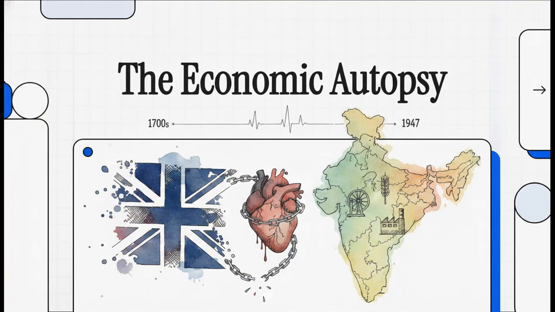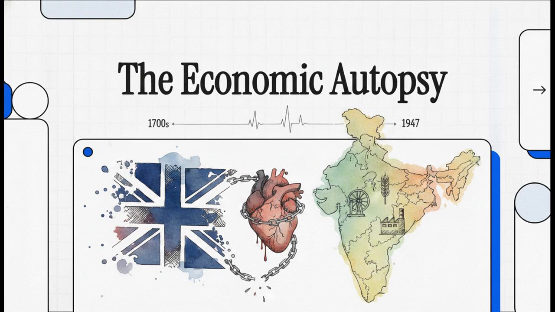Welcome to this explainer. Today we're diving deep into a really fascinating chapter of history. We're going to conduct what is basically an economic autopsy of India right on the eve of its independence in 1947. To truly wrap our heads around the structure of the modern Indian economy, we can't just look at the present day. We have to rewind and examine this foundational chapter. We need to look at exactly what shape the economy was in when nearly 2 centuries of British colonial rule finally ended.